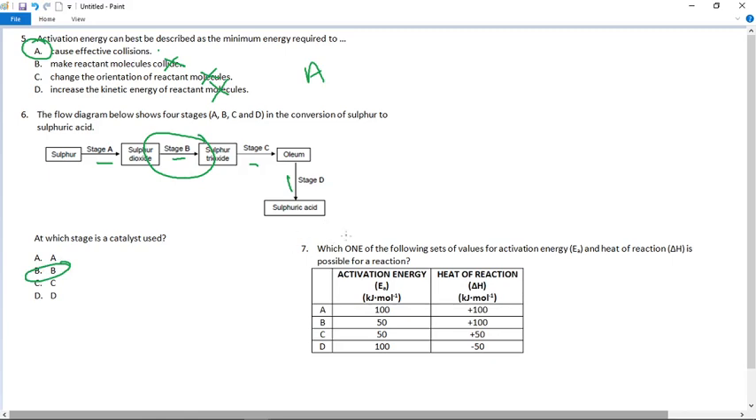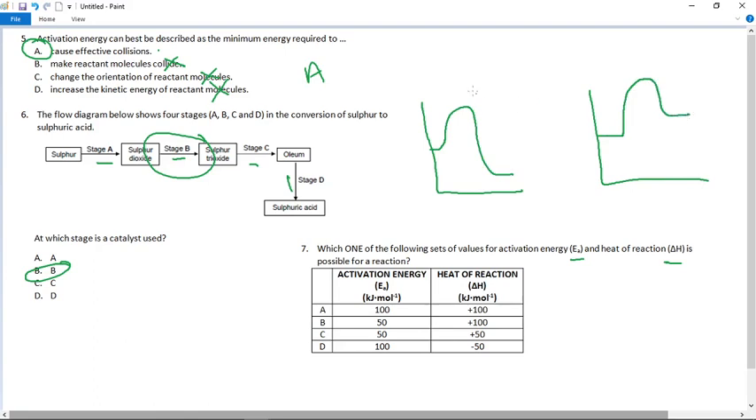Okay, question 7. Which one of the following sets of values for activation energy and heat of reaction is possible for a reaction? Okay, so now to answer this question, we kind of have to look at these graphs. You know, these graphs for course of reaction. I'm not labeling my axes. Please be a bit chill about it.